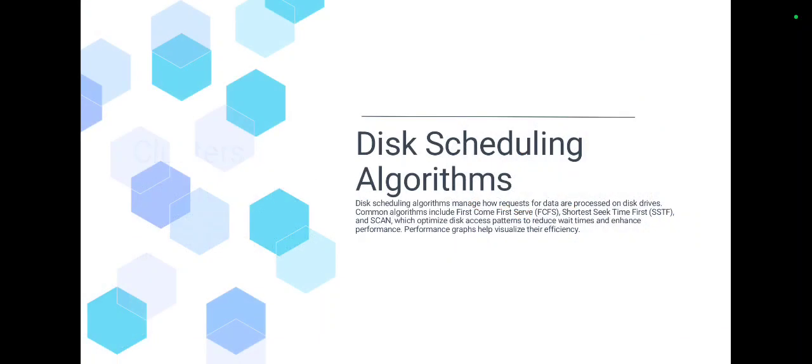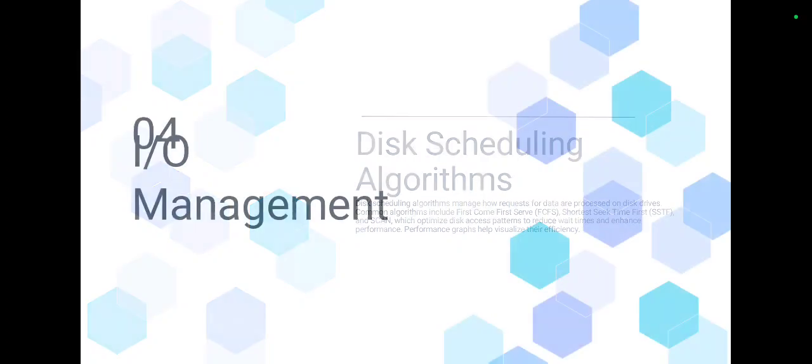So in disk scheduling algorithms, the scheduling algorithms manage how requests for data are processed on disk drives. Common algorithms include first come first served, shortest seek time first, which is SSTF, and SCAN, which optimize disk access patterns to reduce wait times and enhance performance. The performance graphs help visualize their efficiency.